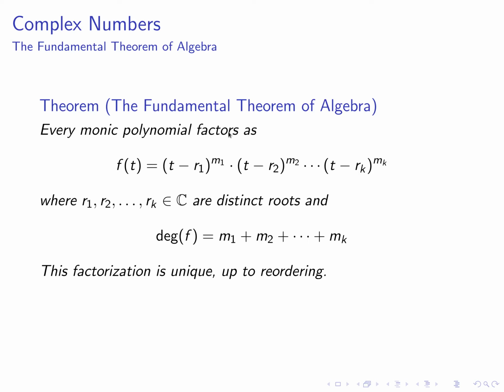So every polynomial factors like this, where r1 through rk are the distinct roots, and note that these might be complex numbers that aren't real, and if we sum each one of the powers in this factorization together, we always get the degree of the polynomial. And this factorization is unique up to a reordering. So if we manage to factor like this, we always get the same thing, except maybe two different people factor like this, and they just reorder the terms.